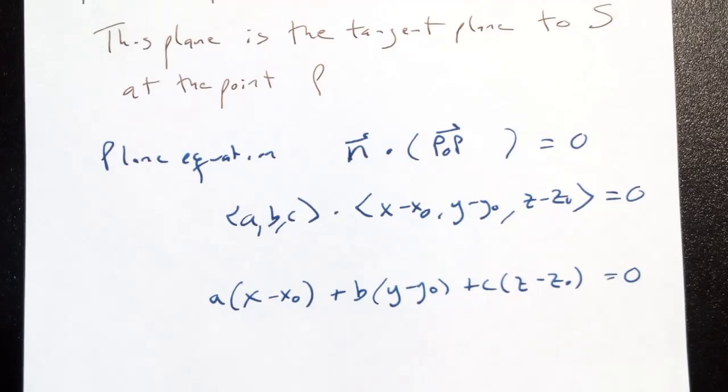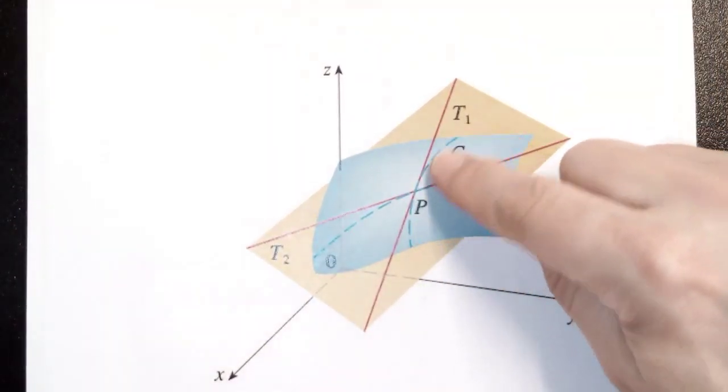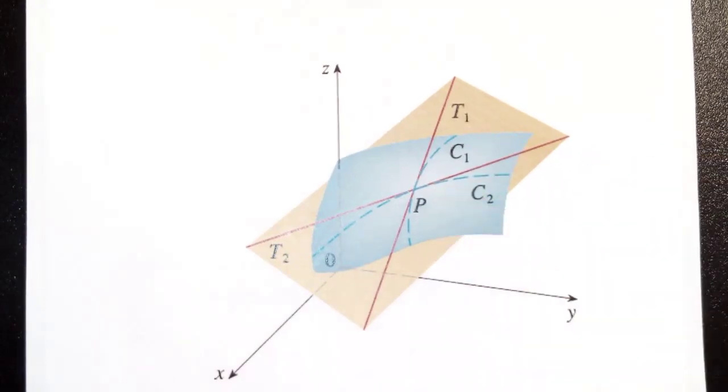But I don't know what those ABC values are. What I know are my partial derivatives. So let me think about this like slope. To get back to the picture, to get this curve, curve 1, I'm going to cut my surface along the x-axis. That's where this line comes from.